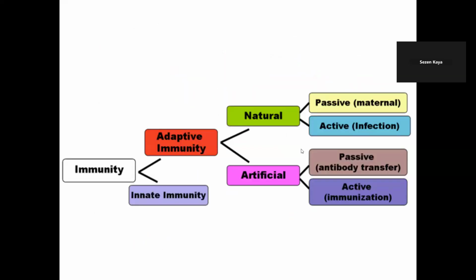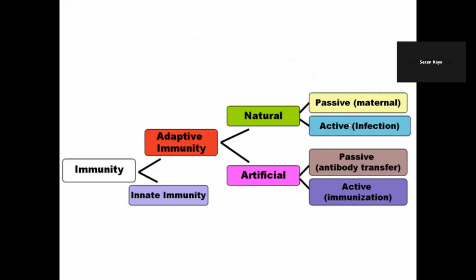We also have a slightly different classification of immunity. We can divide it into innate immunity and adaptive immunity. Innate immunity is from our mothers. I will show you how it works. And this is a non-specific immune system. But adaptive immunity we can divide into natural and artificial. Natural could be active and passive.